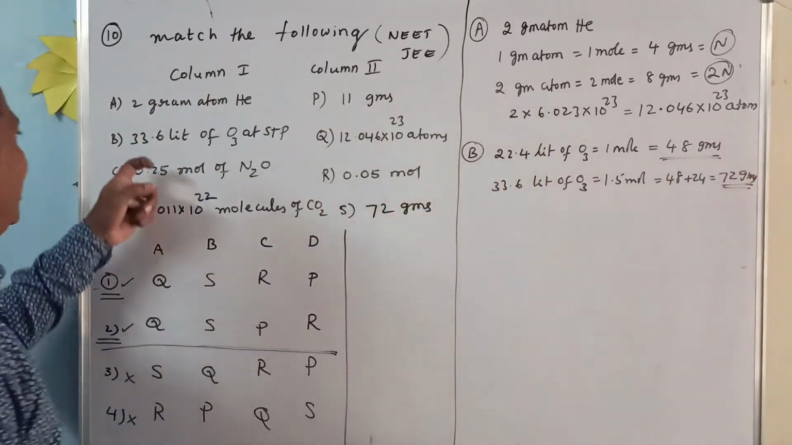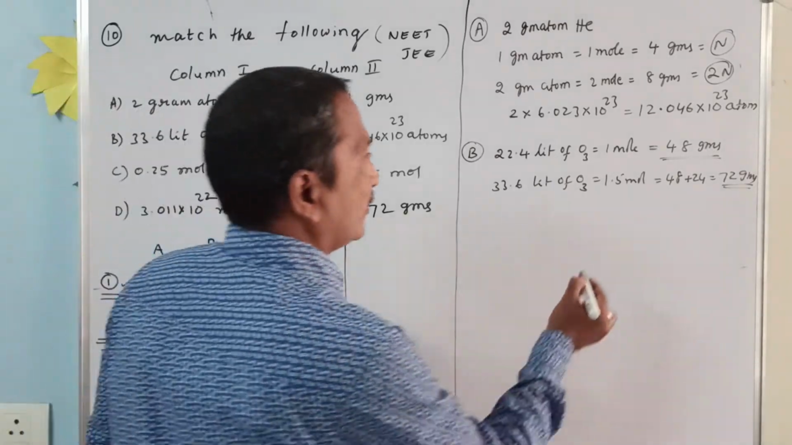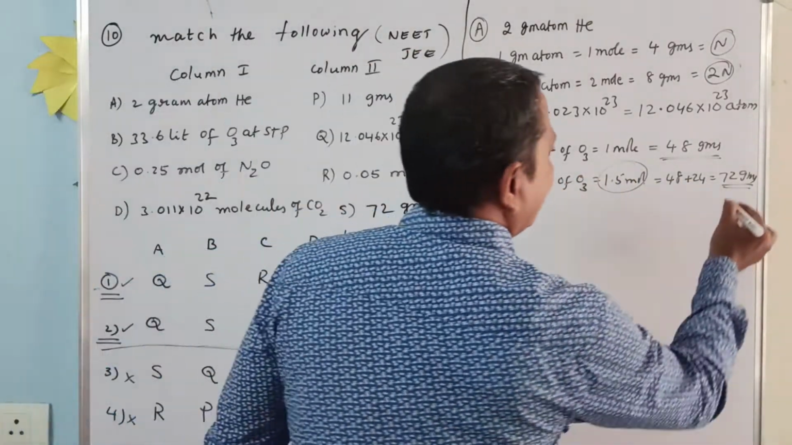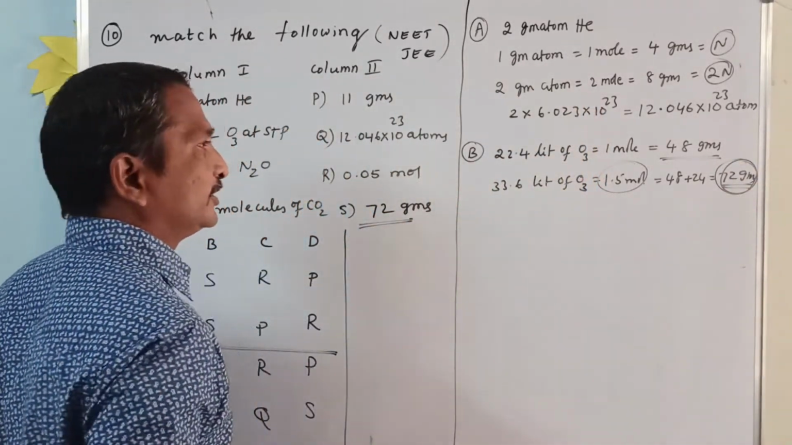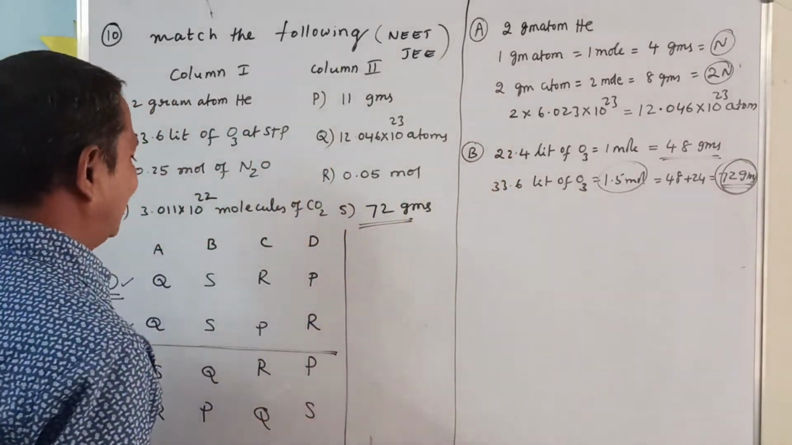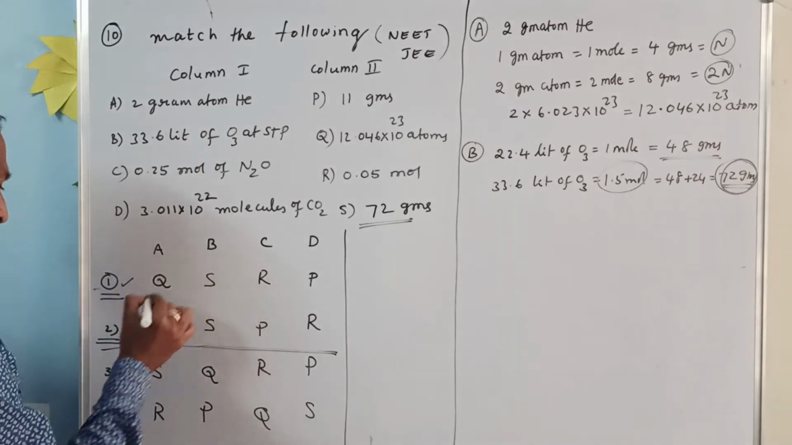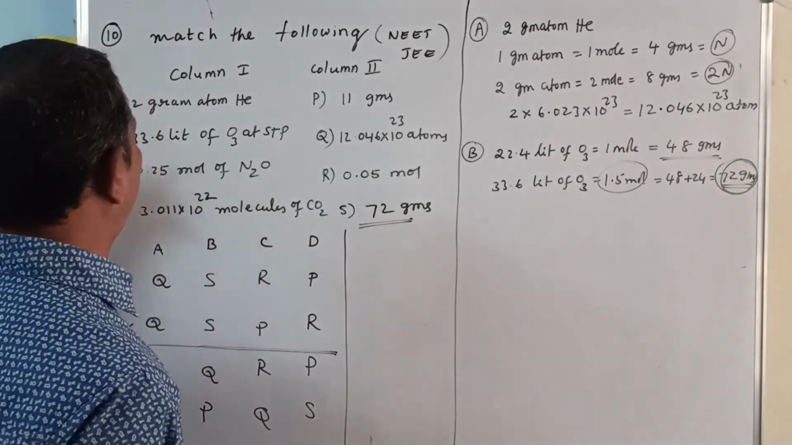See, 33.6 liters of ozone at STP is equal to how much? Either 1.5 mole, not in this answer, or 72 grams, okay, 72 grams is there. So for B, option is S. B option S. Again, in 1, B option S, in 2, B option S. Both are correct. Then we should go for third.